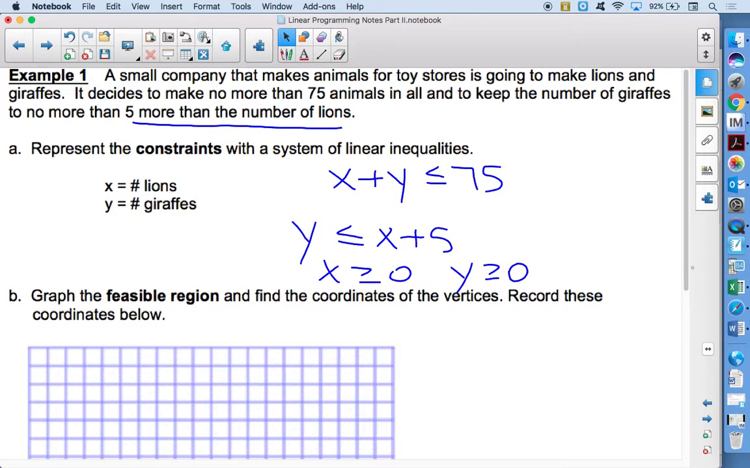Okay, Ethan. Keep the number of giraffes to no more than 5 more than the number of lions. Y is greater than or equal to 5. So the highest. Alright, so we'll change this to just greater than.